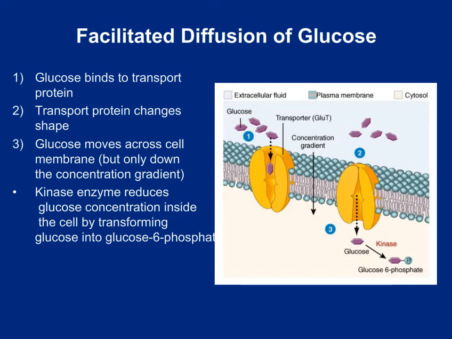Now, just like other forms of passive transport, we need to have a favorable concentration gradient. That is, in order for this to work, there needs to be more glucose on the outside of the cell than there is inside of the cell.